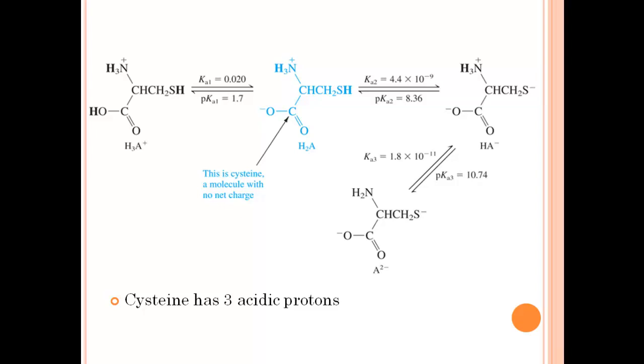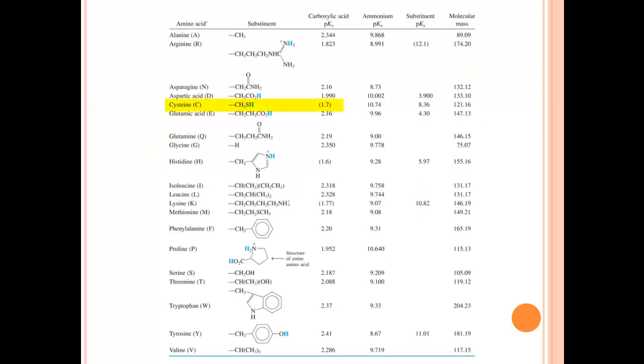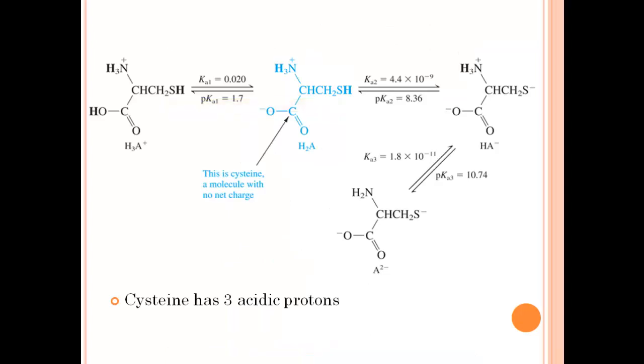So you start out with H3A+, it has 3 acidic protons. The first one to go is the one from the carboxylic group, and you see that the pKa is 1.7, which is exactly what's said right here, 1.7. That's actually your amino acid. Your amino acid is the molecule that has no net charge, so in essence, the Zwitterion. The second pKa is 8.36, and of course you can see it's the proton off of the substituent group, and that's designated HA-. And the third pKa is even less acidic. It has a pKa of 10.74, and that's finally the one on the amino group.